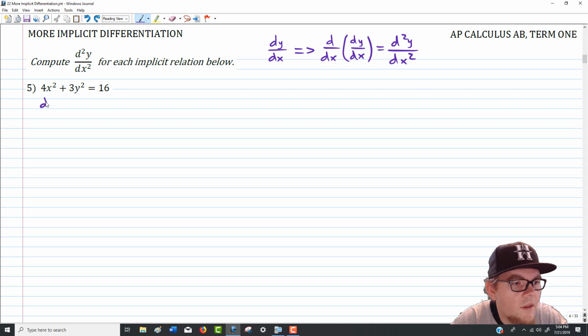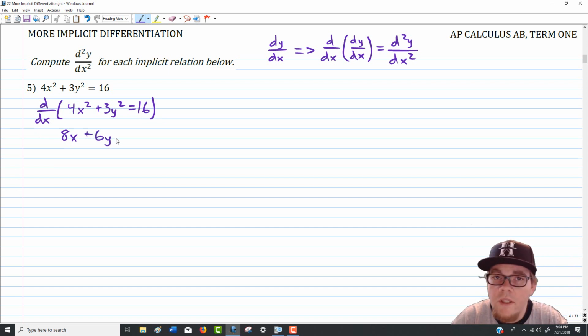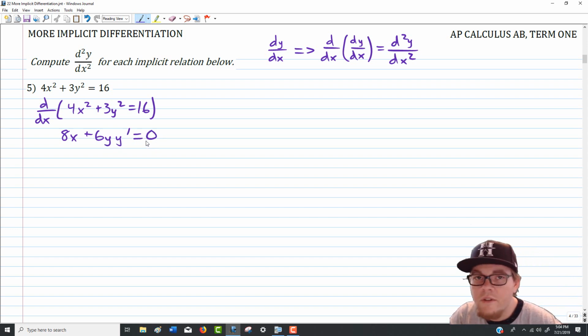Of course, to start, we want the first derivative, dy dx. So we're going to take the derivative with respect to x of 4x squared plus 3y squared equals 16. Differentiating, we'll get 8x plus 6y, but because we differentiate an expression with a y, we need the y prime, and all of that is equal to 0, because the derivative of a constant is 0.